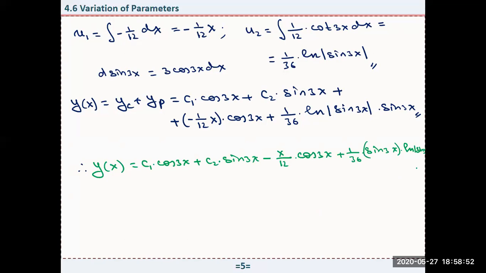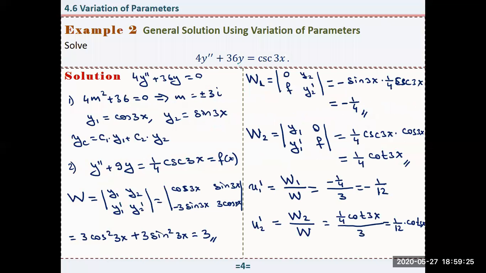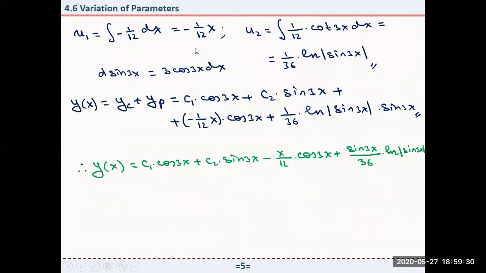Okay, so unfortunately it doesn't fit here. Let me just write it in a more compact form. So here plus sine of 3x over 36 times natural logarithm of sine of 3x. Okay, so this is the general solution of the given differential equation. That is the solution of this differential equation.